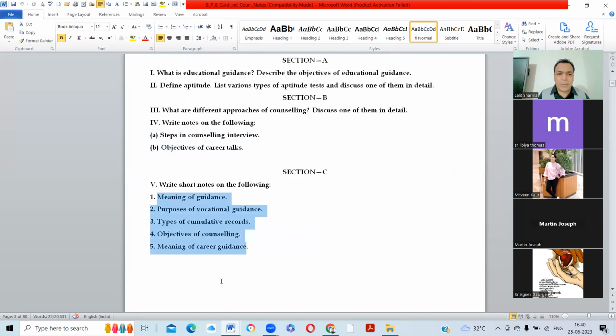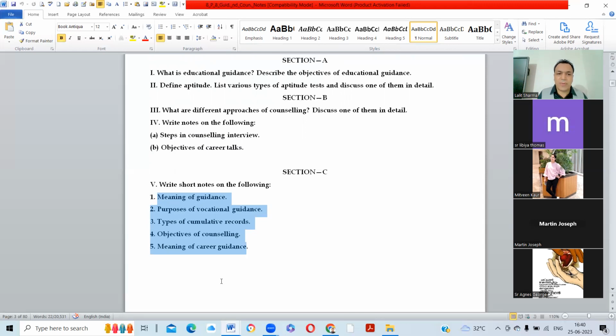These are also very simple questions. Define guidance, purpose of vocational guidance, types of cumulative record. Cumulative record is also another important question. And a long question can be made on it, an examiner can put a long question on it, right? What is cumulative record? Explain the various types of cumulative record. You can see my notes. I have solved it in the form of question and answer, right, guys?